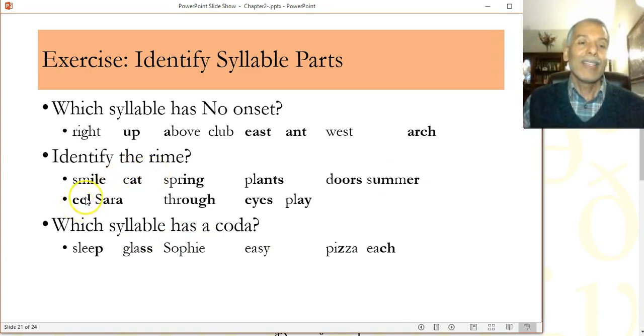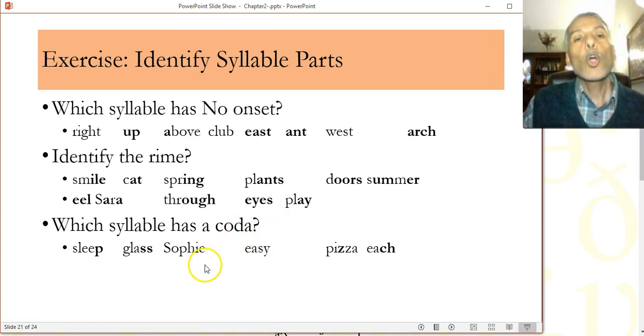Now, "eel," the whole thing is a rhyme. There's no onset. "Sarah," like I explained here: "sa," the rhyme is the A. It doesn't have any more than that. And then "ra," the rhyme is also the A, the vowel. "Through," that by itself is the rhyme. "Eyes," the whole word is the rhyme. I is a vowel, and Z is a coda. "Play," A is one single nucleus, that is the rhyme, and it has no coda.